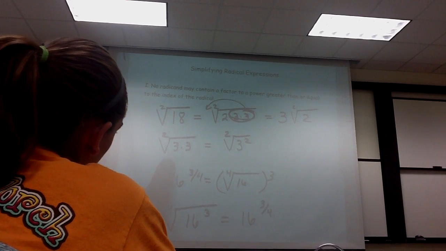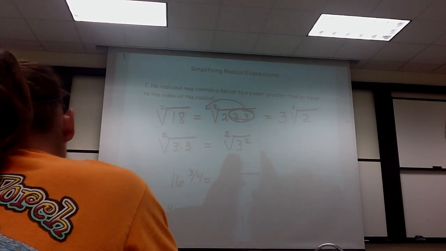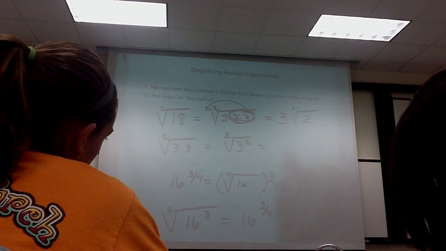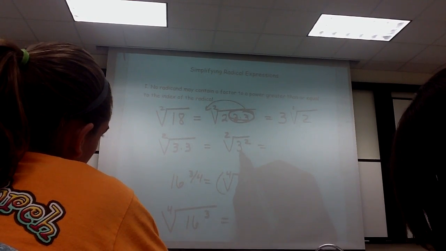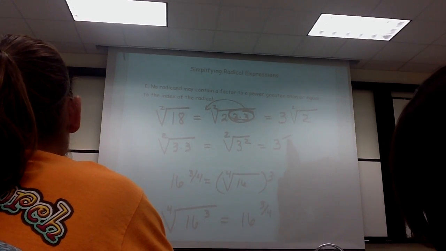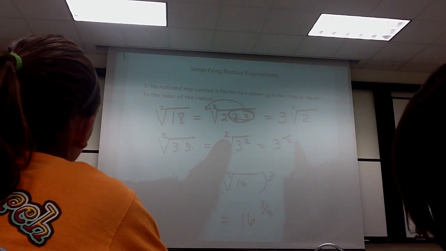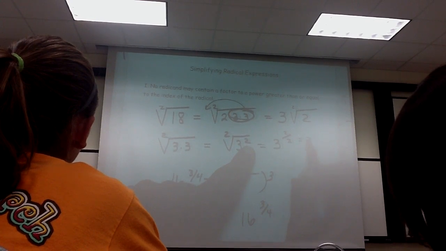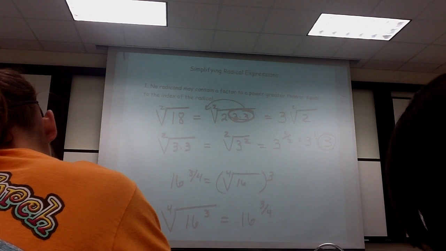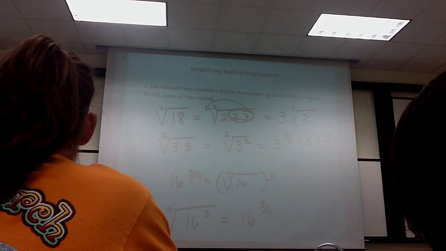So let's do that with this guy right here. This is the square root of 3 to the 2nd, which means in fractional exponent form, this is 3 to a fraction. What goes in the bottom? 2. On the top? 2. Just 3 to the 1, which is? 3. Absolutely.